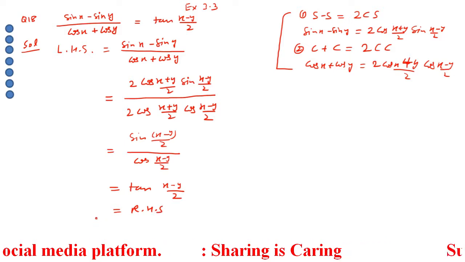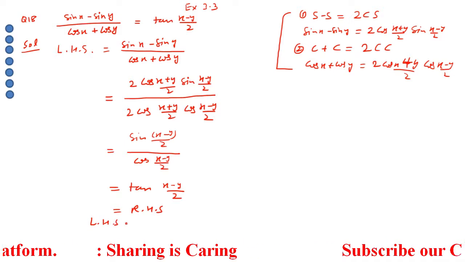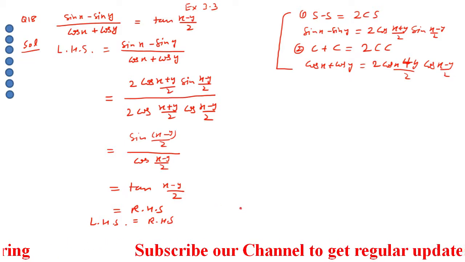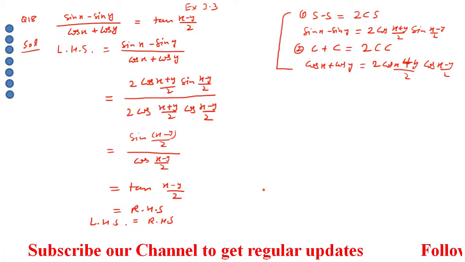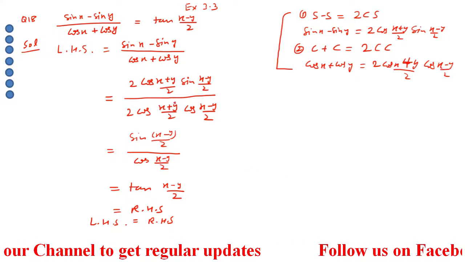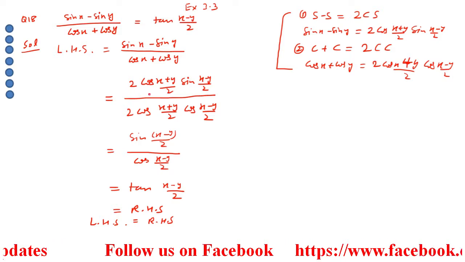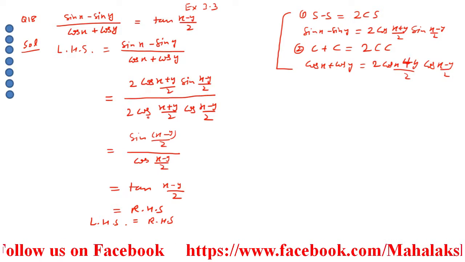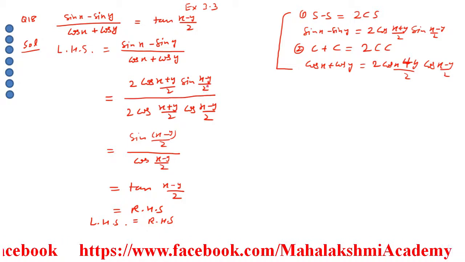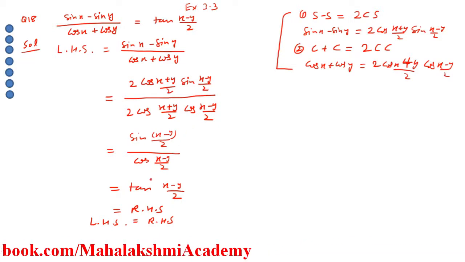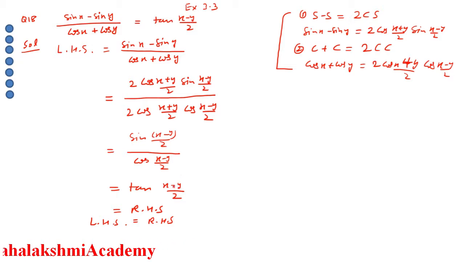So we proved that the left hand side is equal to right hand side. Hence proved the question. So this question is not so tough. Simply we have to use the formulas. After using the formula, you just find that 2 and 2 will cancel each other, and this cos and cos will cancel each other. So we are left with sin x minus y upon 2 and cos x minus y upon 2, that is tan x minus y upon 2. So I hope this question is clear to you. Thank you.